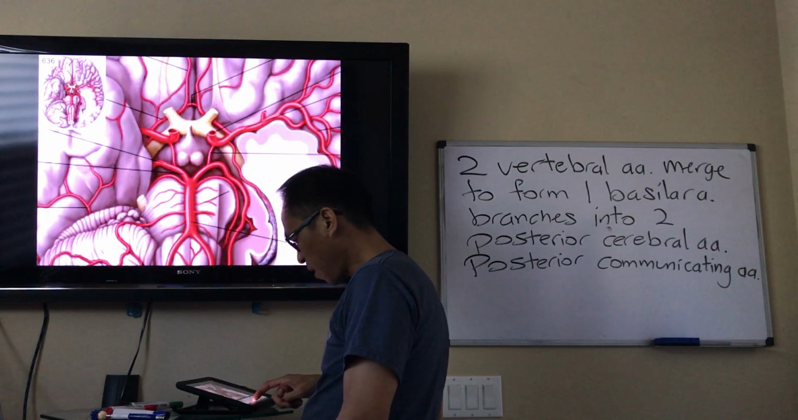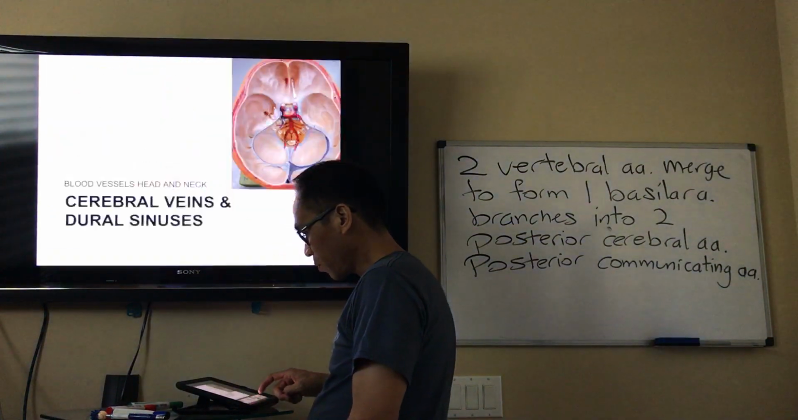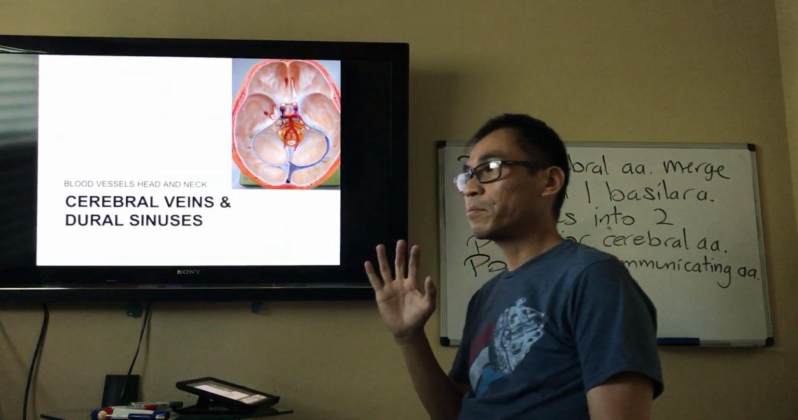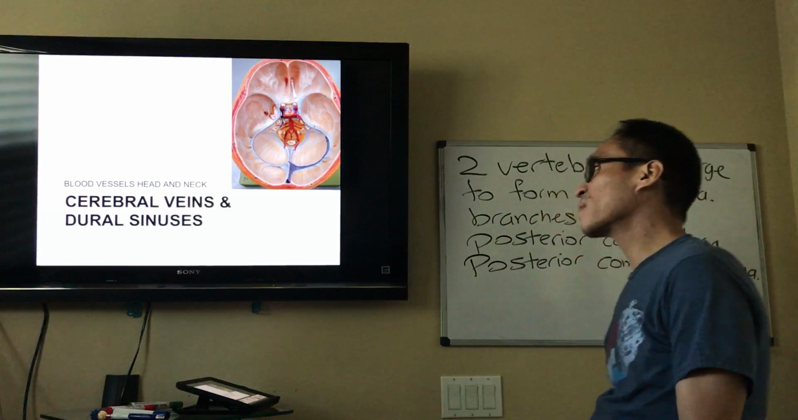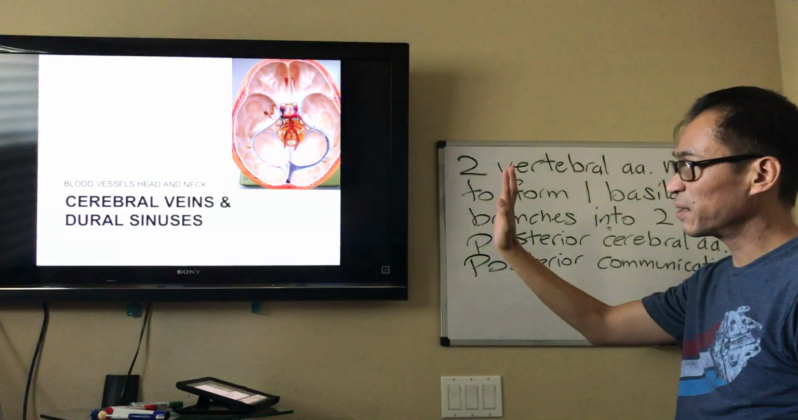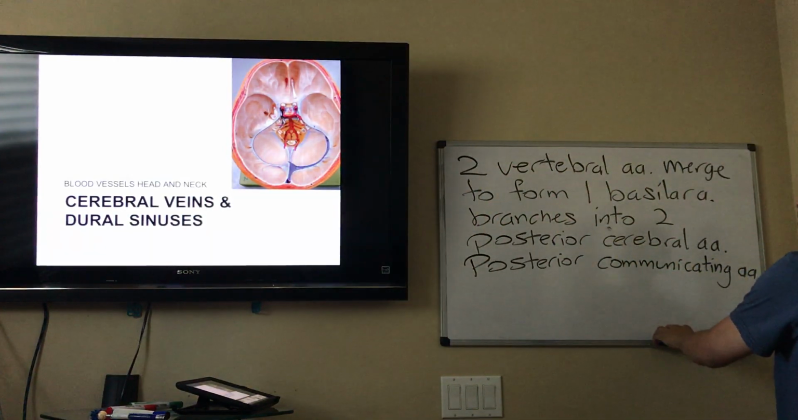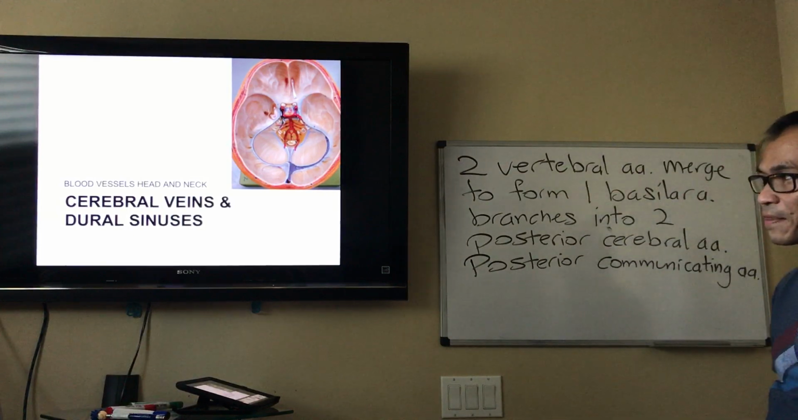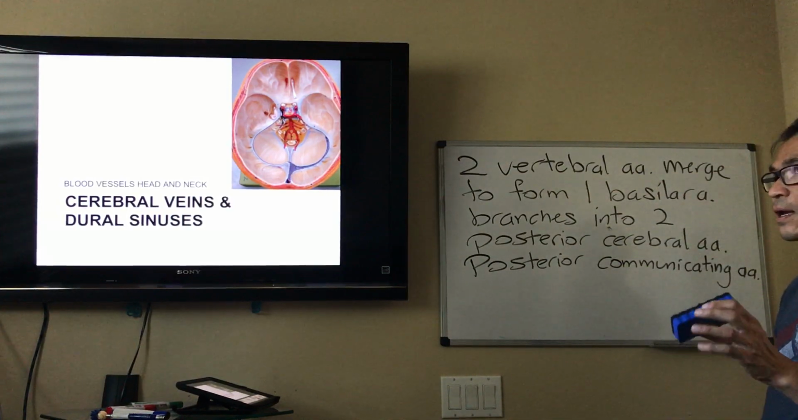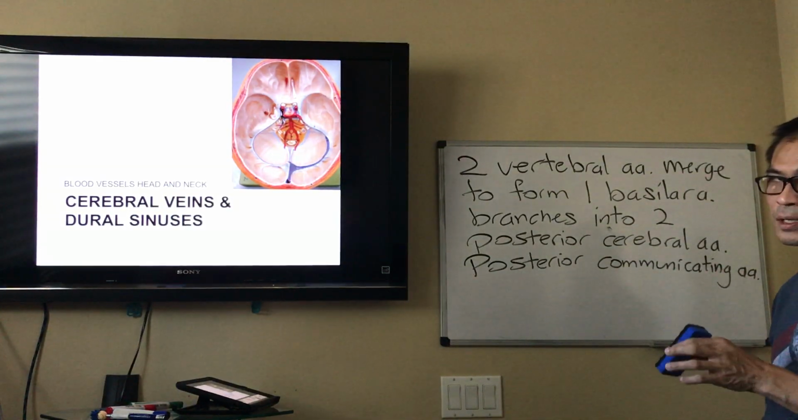All right, let's continue on. We'll continue on with some veins that drain the brain. Cerebral veins and dural sinuses. A sinus is a vein. They function like a vein in that they drain the brain, they return blood to the right heart.